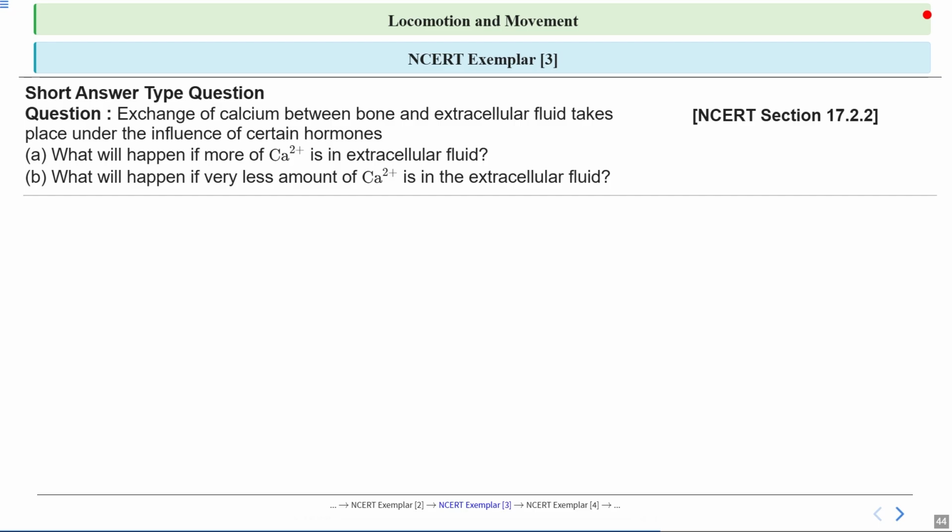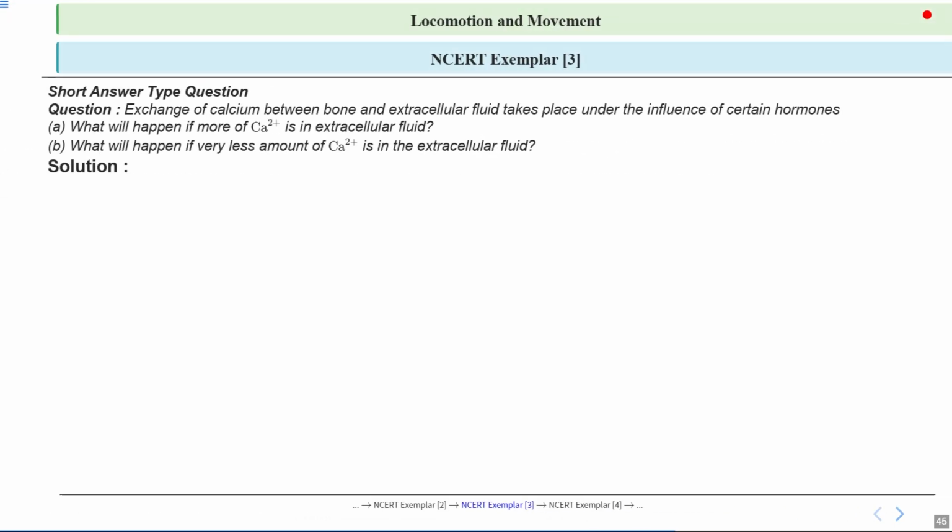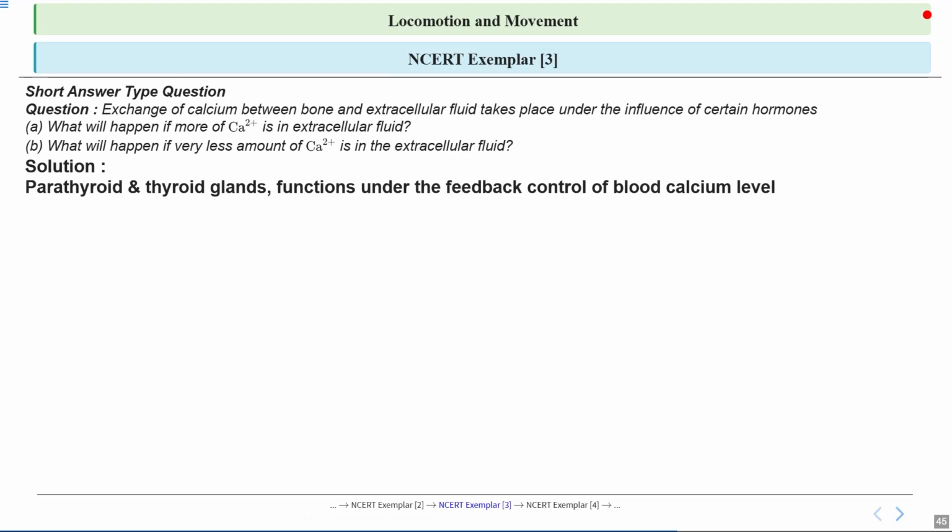Now this is question number 3. And the question is, exchange of calcium between the bone and extracellular fluid takes place under the influence of certain hormones. What will happen if, so we have given two conditions, the first one is what will happen if more calcium ions are in the extracellular fluid, and second is what will happen if a very small amount of calcium ions is in the extracellular fluid. Let's discuss the answer in detail.